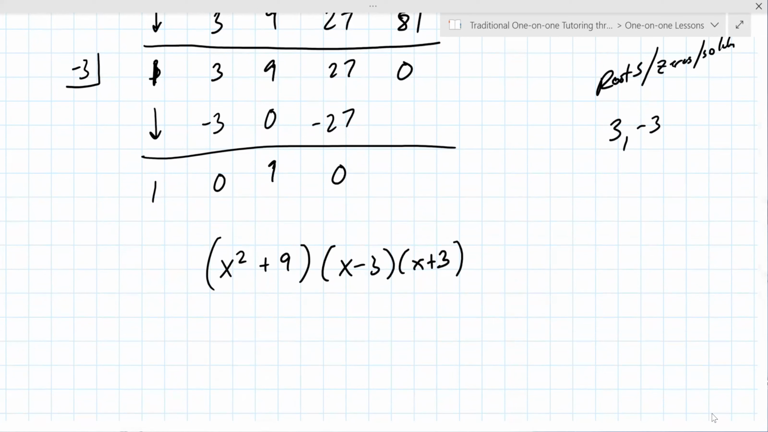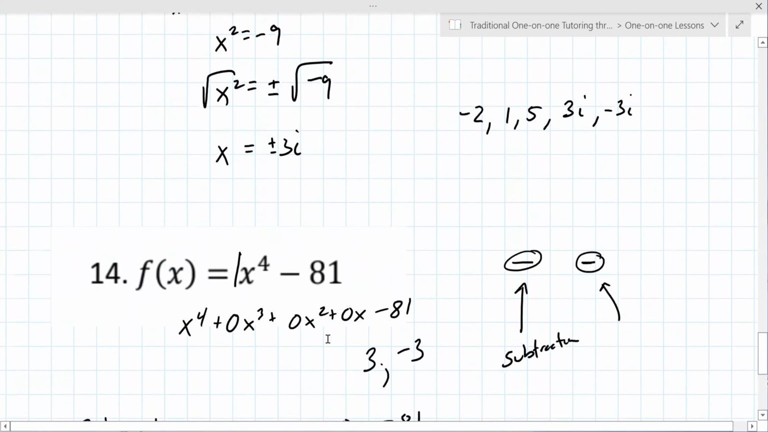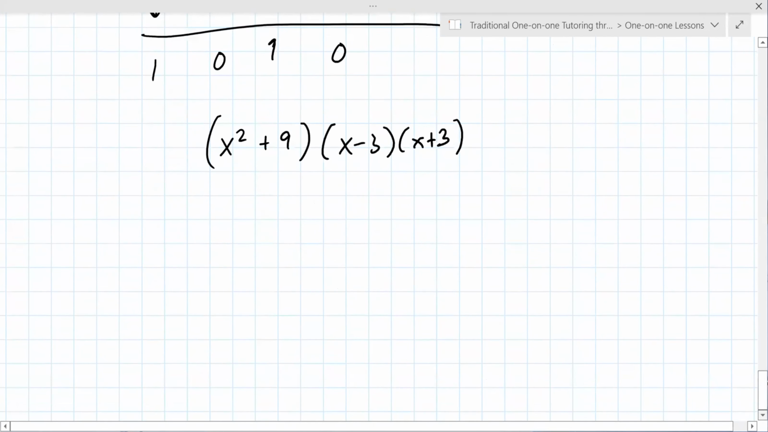We did this in the previous problem. If you need me to scroll up, I can. Yes, okay. So x squared plus 9, set it equal to 0. Take the square root. It's positive, so it'll be positive 3i and then negative 3i. Right. So this is your factored form.